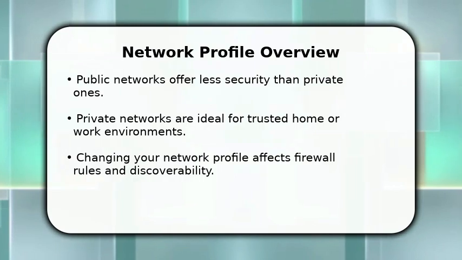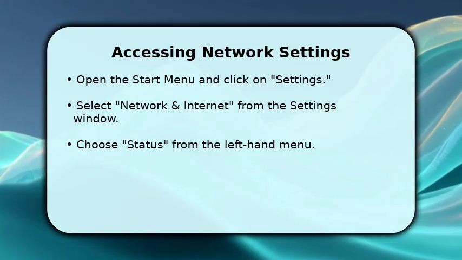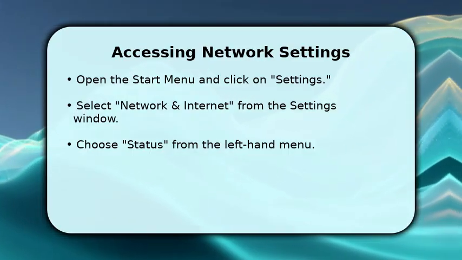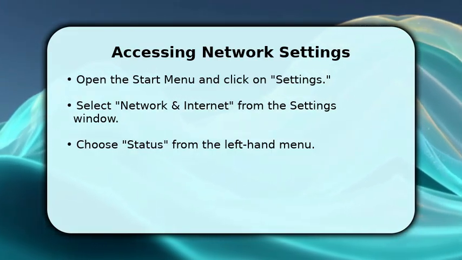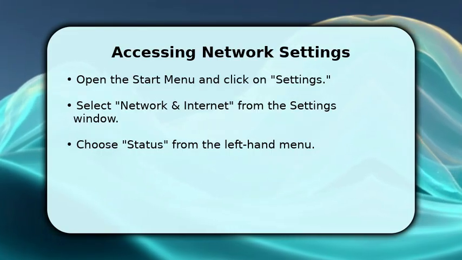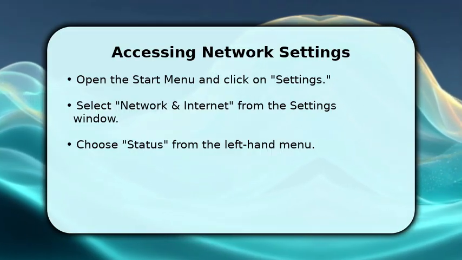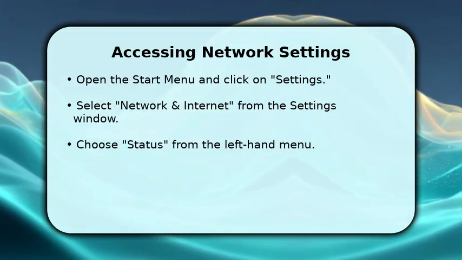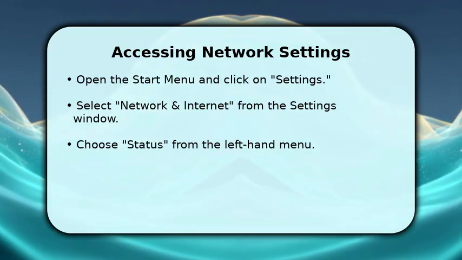To begin, open your Start menu and click on the Settings gear icon. Once the Settings window appears, navigate to the Network and Internet section. On the left-hand side, you'll see several options. Click on Status to view your current network configuration. This will show you an overview of your active network connection and its properties.